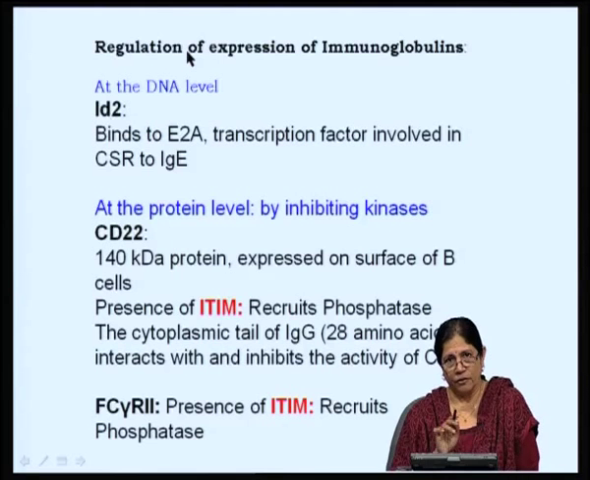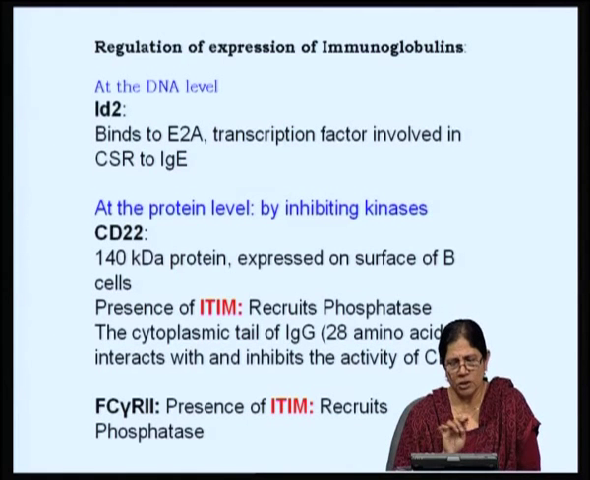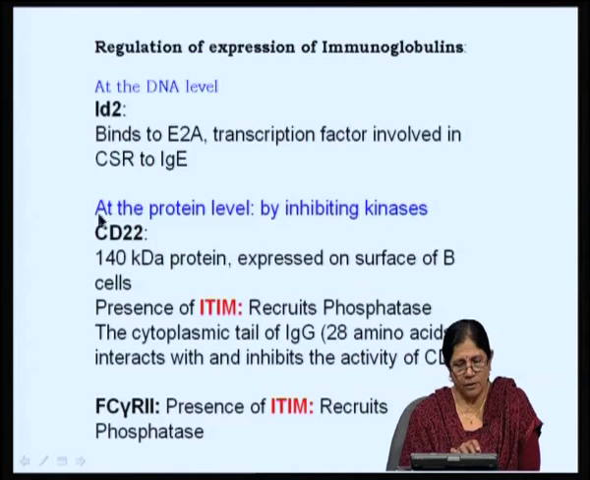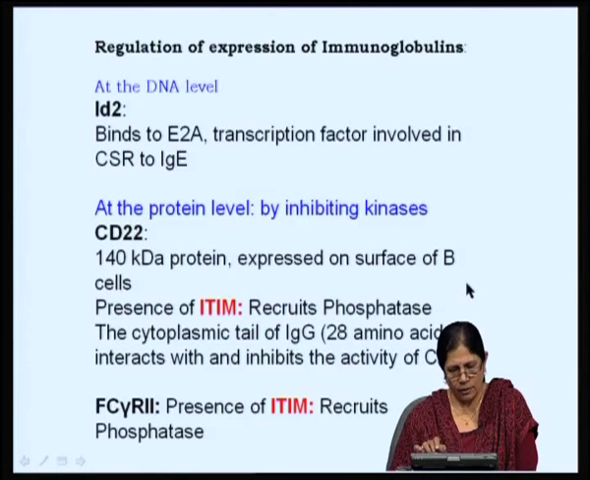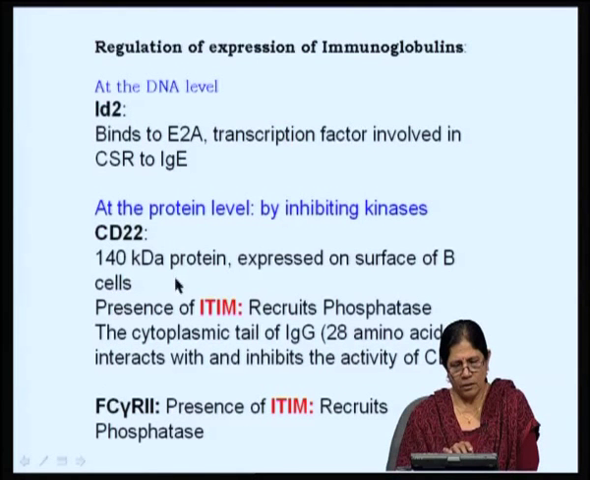Now, you can have regulation of expression of immunoglobulin by way of antibody production. So, you inhibit the cells from proliferating and differentiating to antibody producing cells at the protein level, and this can happen by, let us say, receptors like CD22, which I have not talked about before. CD22 is present on the surface of B cells. CD22 is a 140 kilodalton protein. It is a glycoprotein in fact.